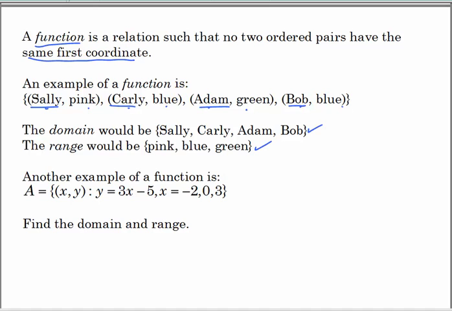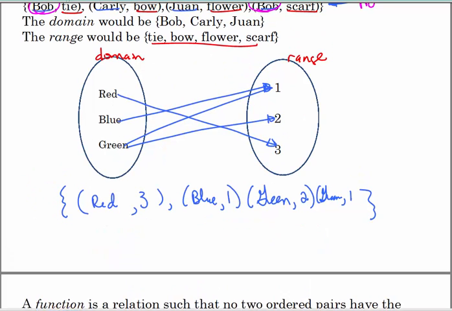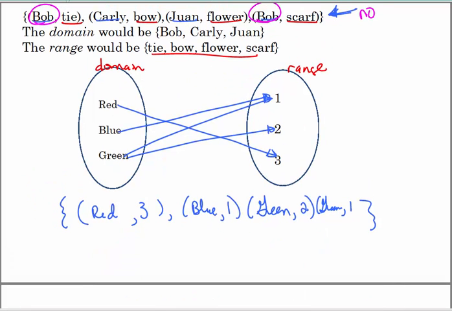Let's go back to that first example. Would this be a function? The answer is no, because Bob is repeated. Would this example be a function? And again, the answer is no, because green is repeated. So you can kind of see in this mapping that you have arrows going off of one thing. That makes it not a function, but it certainly is still a relation.